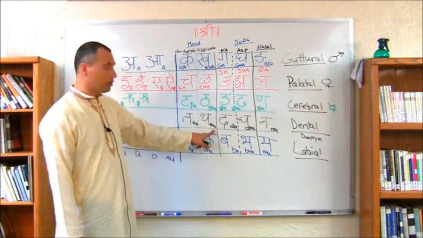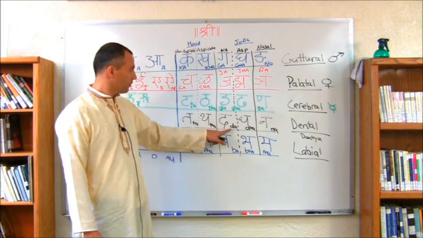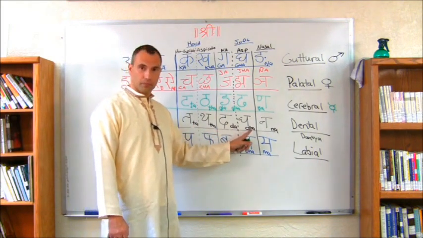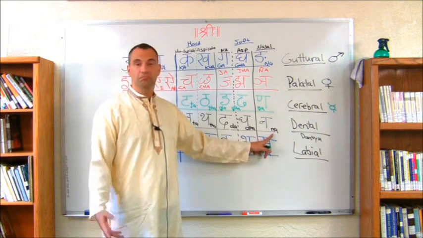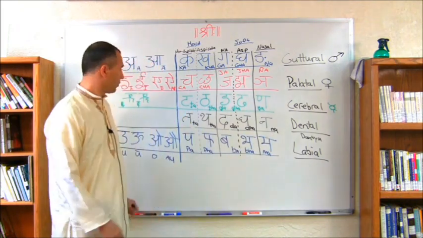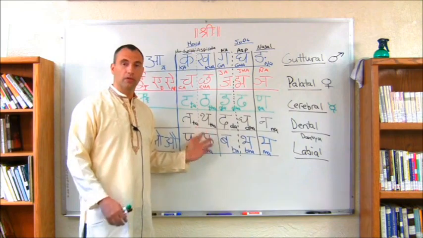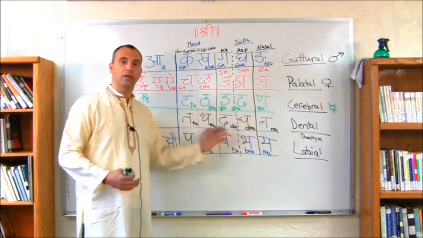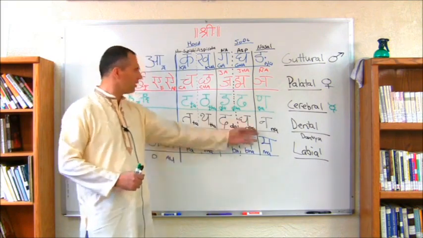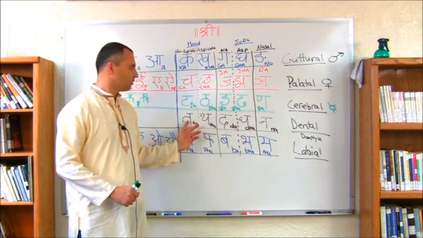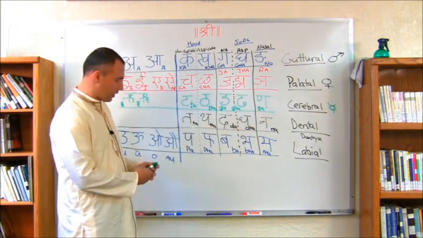So t, t, t, t, then d, d, d, d, and then n, just like our n. Okay? T, t, d, d, n. Say it with me. T, t, d, d, n. Ta ta da da na, ta ta da da na, ta ta da da na. Good. This is related to the planet Jupiter.